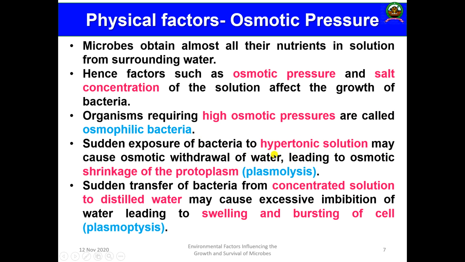Then if the bacteria are suddenly exposed to a hypertonic solution, what do you mean by hypertonic solution? The solution that has a lot of salt content. If you place the bacteria into the salt content, what will happen? There will be an osmotic imbalance between the inside of the cell and the surrounding water. The fluid will move from the bacteria towards the outside medium. In a hypertonic environment, the salt concentration is high and the bacteria have a lot of fluid content, so that fluid content will leak out.